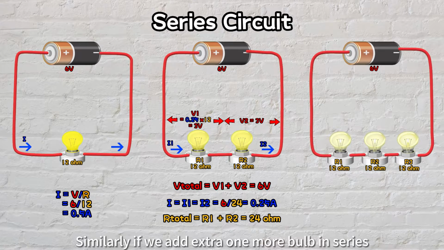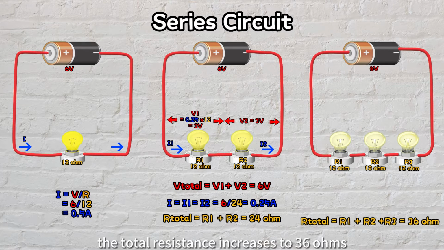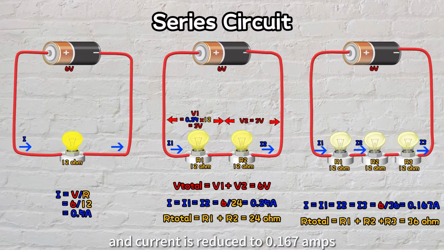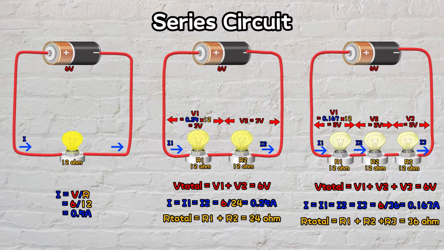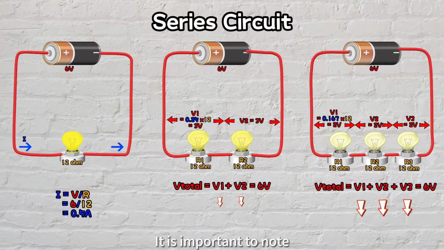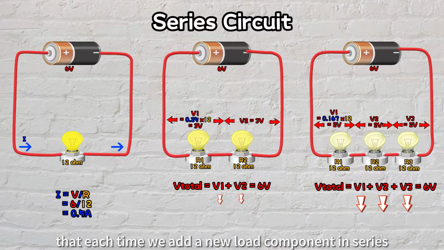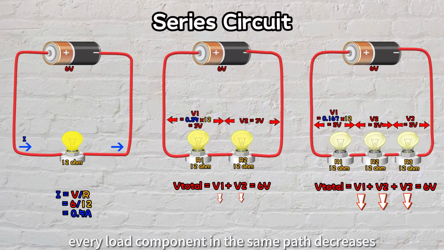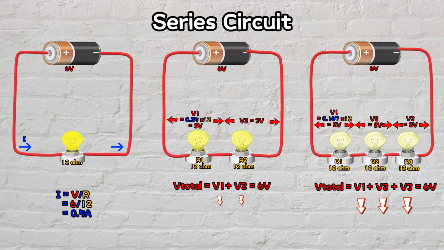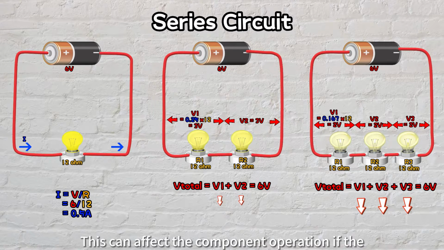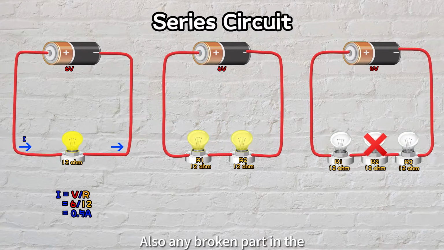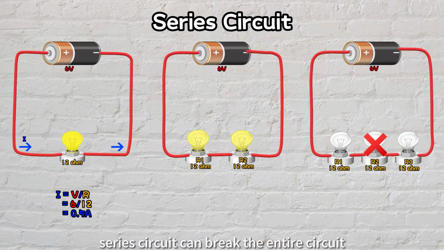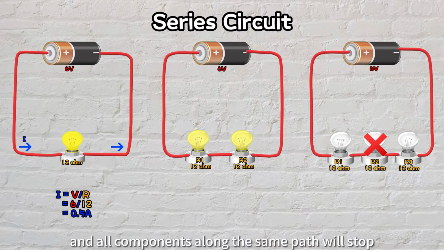Similarly, if we add one more bulb in series, the total resistance increases to 36 ohms, and current is reduced to 0.167 amps. The voltage across each bulb is further reduced to 2 volts. It is important to note that each time we add a new load component in series, the voltage across every load component in the same path decreases. This can affect the component's operation if the voltage level is reduced below the rated voltage. Also, any broken part in the series circuit can break the entire circuit, and all components along the same path will stop functioning.